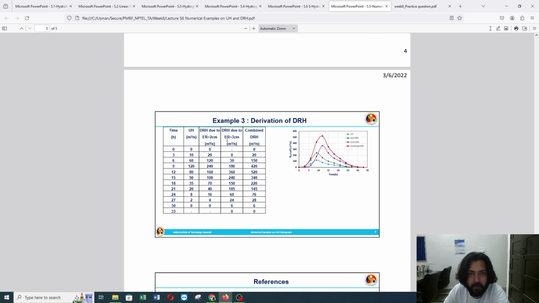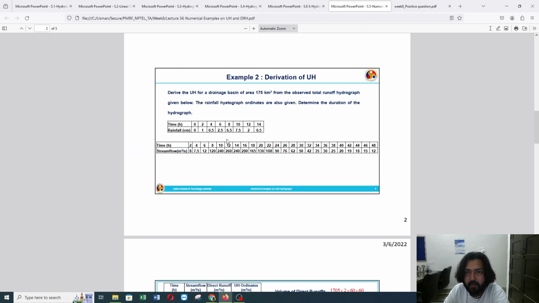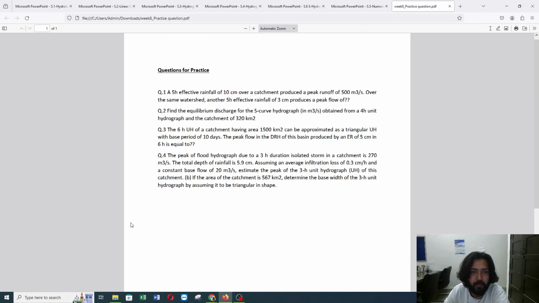Now I have also given a few problems which would help us to practice this kind of numerical. So first we'll look into the first problem.